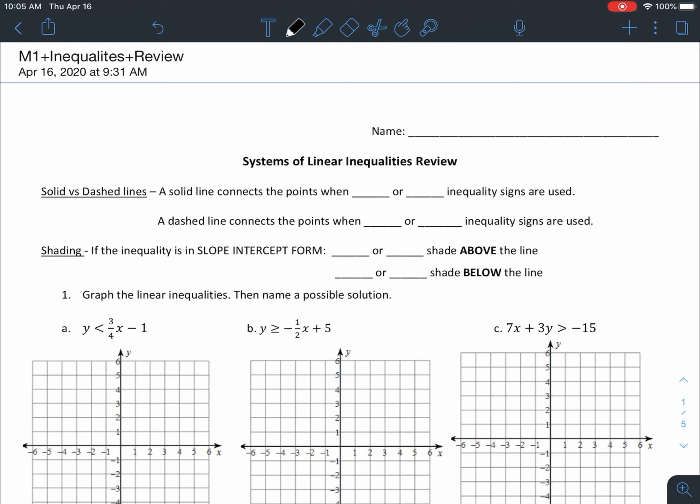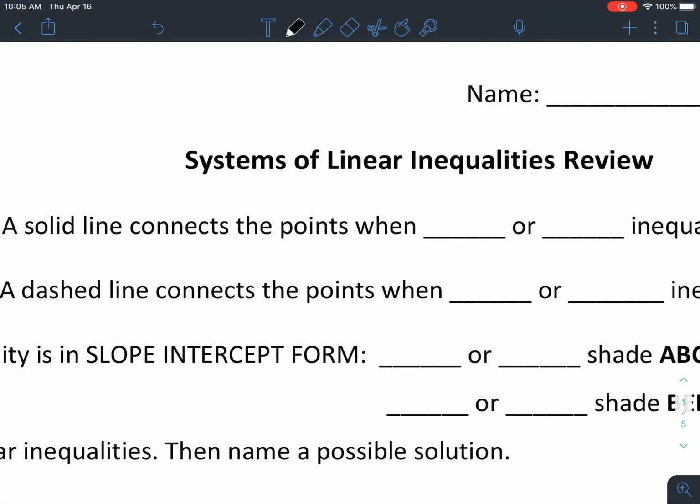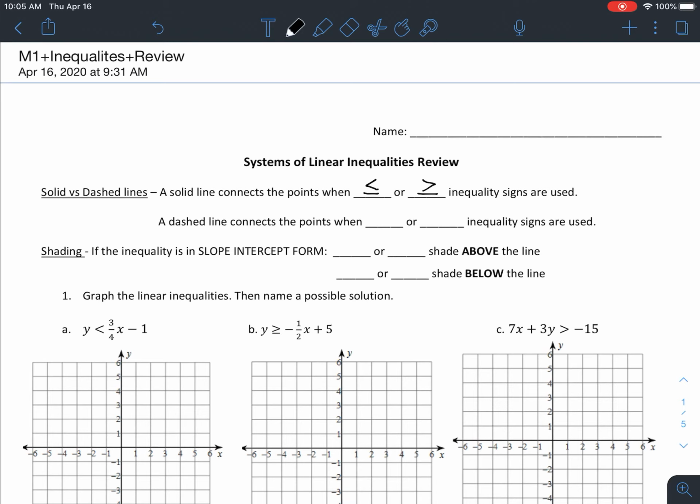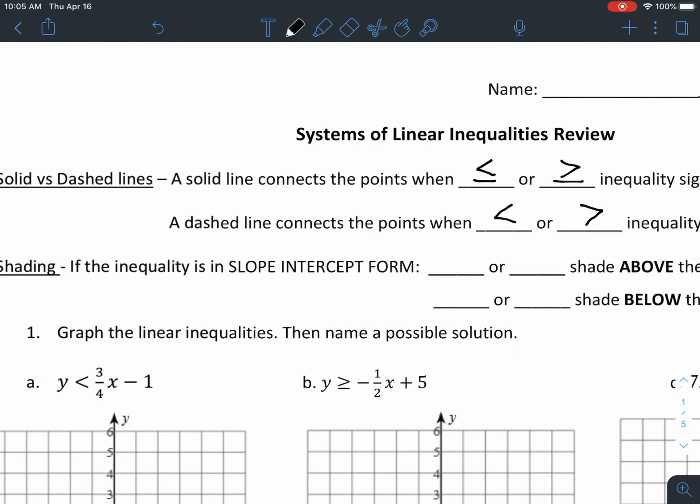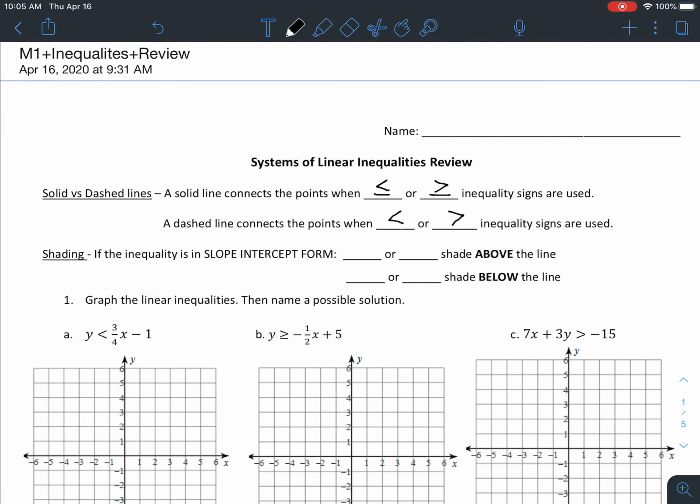So, looking at this, it's talking about the solid versus dashed lines. A solid line connects the points when, if we remember correctly, we have a greater than or equal to symbol. Those are the signs that you use for solid lines. Dashed lines are when they're greater than or less than. So that is all you need to write for those, those four symbols there.